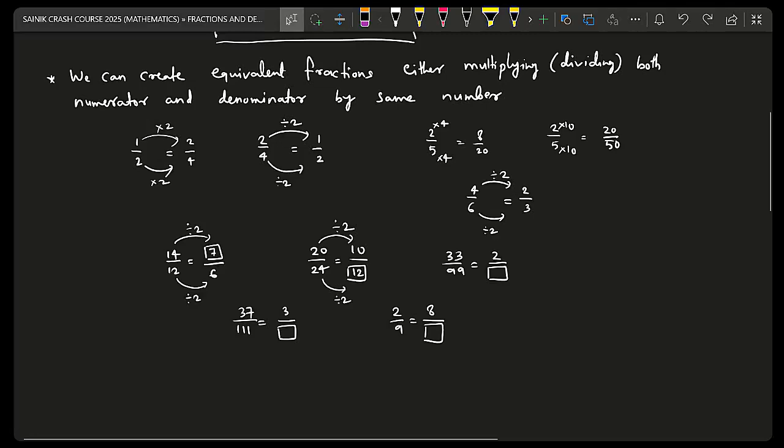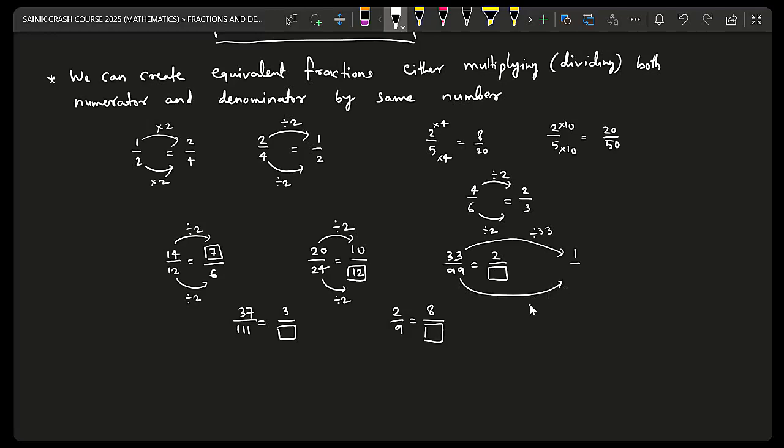Daksh, can you give the answer? Daksh, make it fast. 6. Yes, 6 is correct. Daksh, can you explain how? Sir, 33 into 3 is 99, sir. Okay, that means you want to divide this by 33, right? Yes, sir. Divided by 33, 1. And this also should be divided by 33. And what is the answer that we are getting? Sir, 3. So this is also equivalent to 2 by box, right?